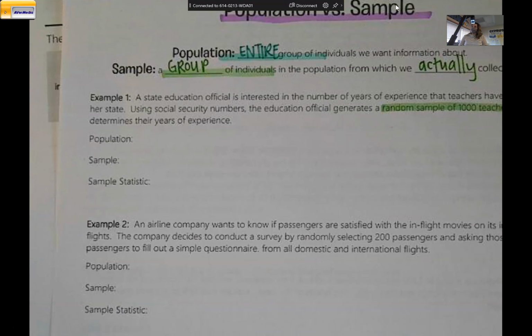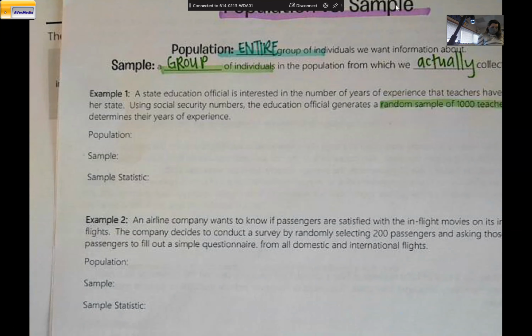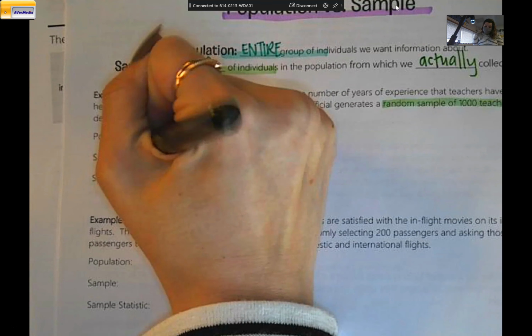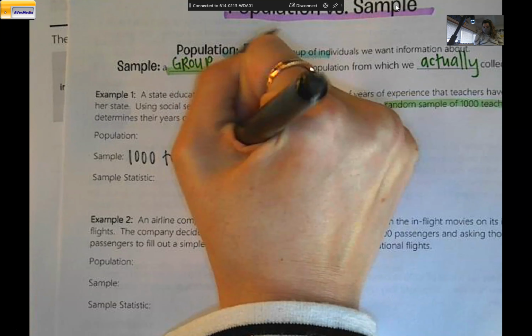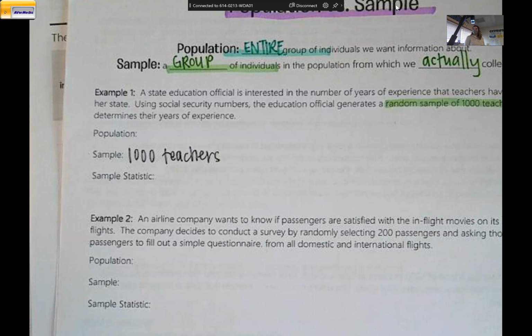So that's the first one that I can fill in. What is my sample? Let's be really specific. 1,000 teachers.